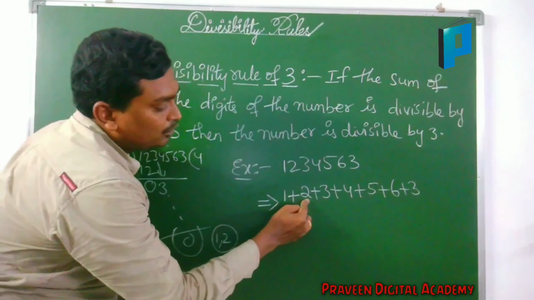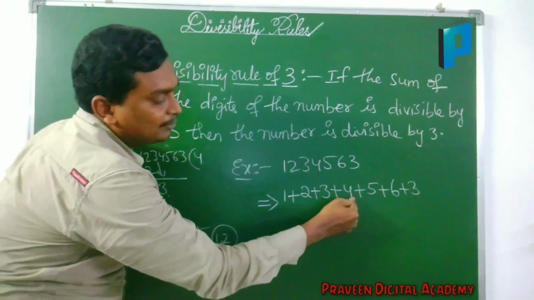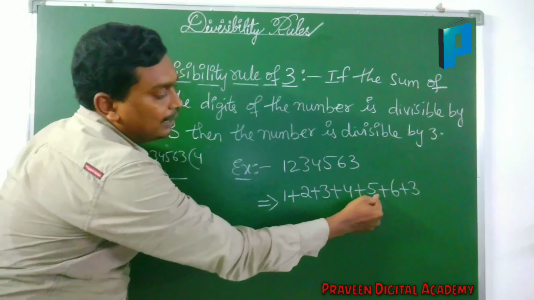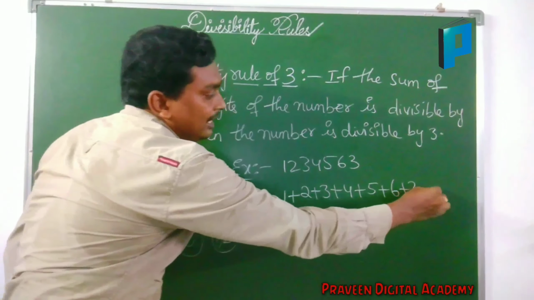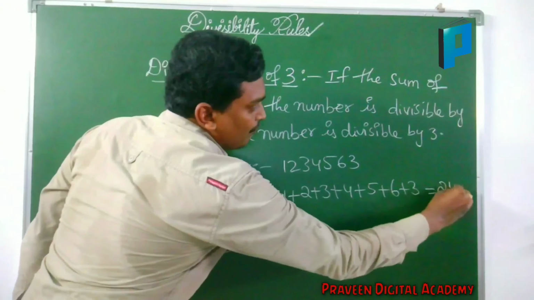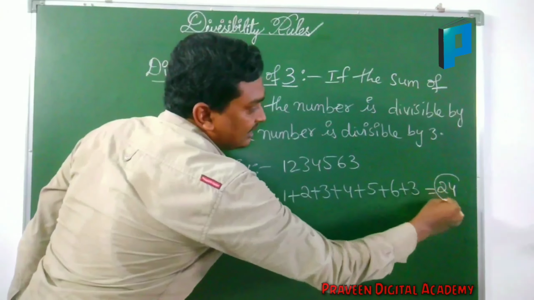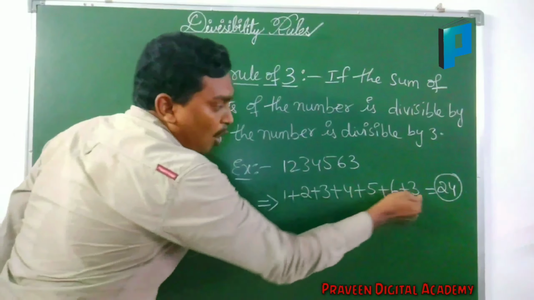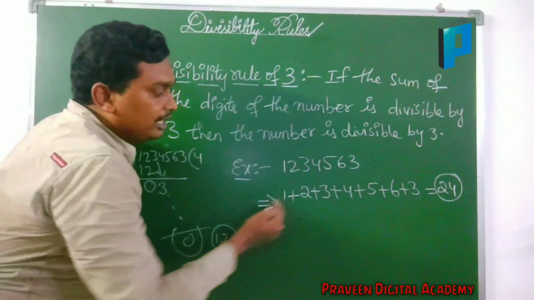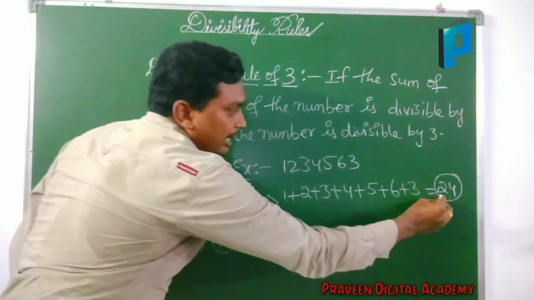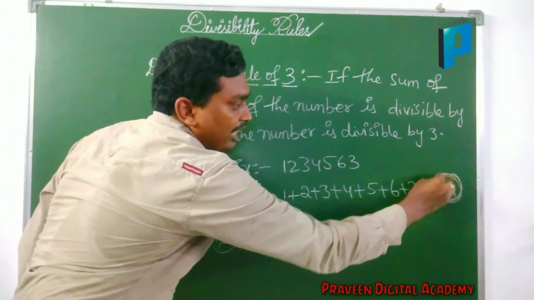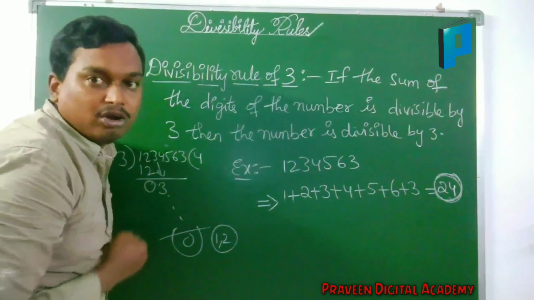You add it. 1 plus 2 is 3. 3 plus 3 is 6. 6 plus 4 is 10. 10 plus 5 is 15. 15 plus 6 is 21. 21 plus 3 is 24 we will get. This is the sum of all the digits here. Here the sum of all digits we got is 24. You check whether this 24 is divisible by 3 or not.